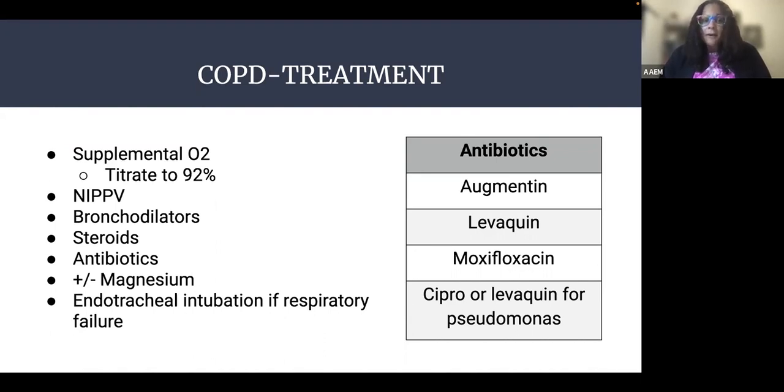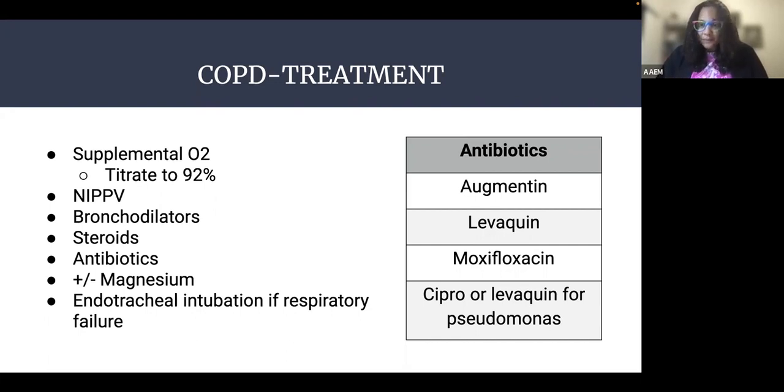So BiPAP, bronchodilators, typically we do duonebs. So you're getting ipratropium and albuterol, meaning you're getting bronchodilation and decreased mucus. We tend to do steroids, although it should be noted that COPD is not nearly as much of a steroid responsive disease as asthma is, but we do give steroids, and we cover with antibiotics. So common antibiotics we use Augmentin, Levaquin, and moxifloxacin, and Cipro or Levaquin for Pseudomonas coverage. You'll notice that everyone does things a little bit differently. It very much depends on the biogram and the resistance levels in your hospital.